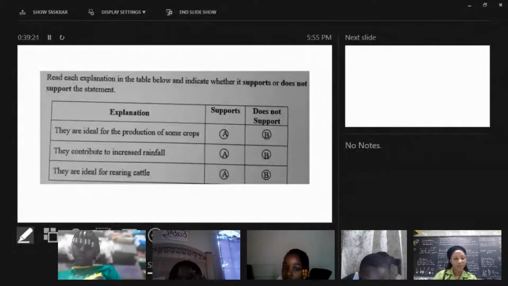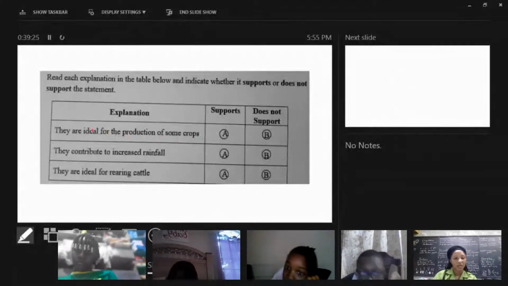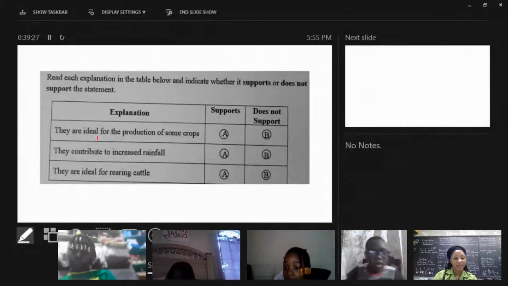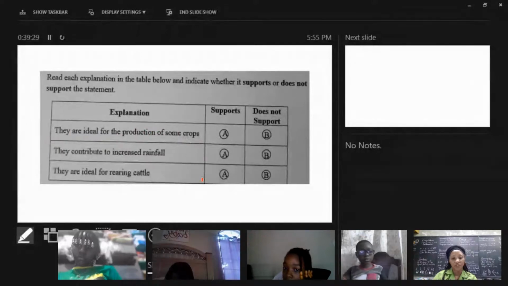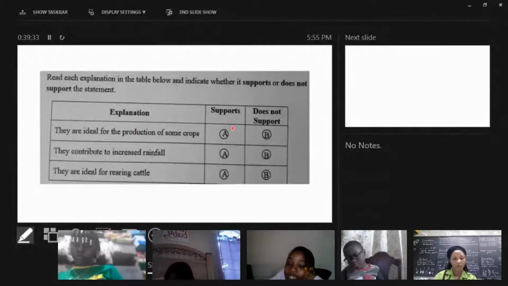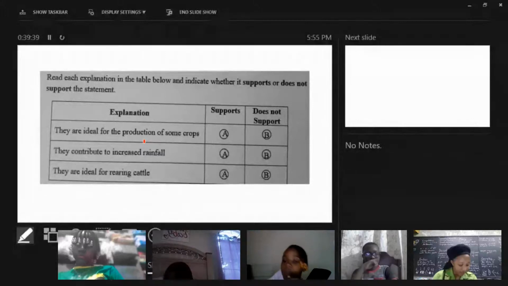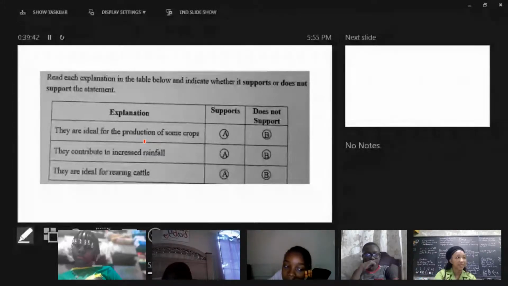All right. So mountains are important to man. They are ideal for the production of some crops. Miss, I say B, does not support. Does not support. So you're saying mountain regions are not ideal for some crops.